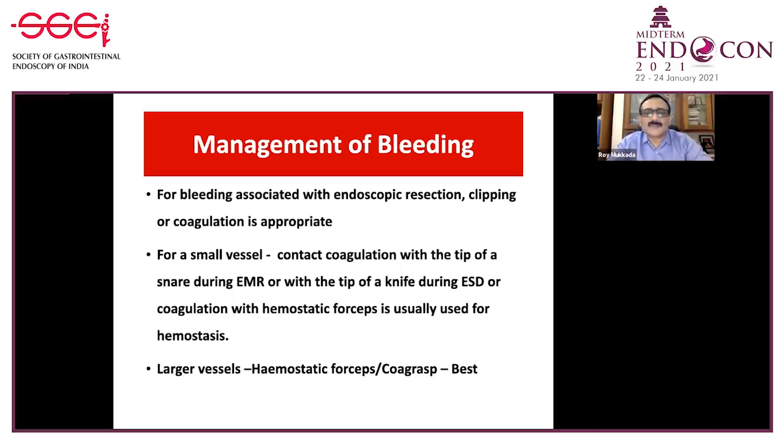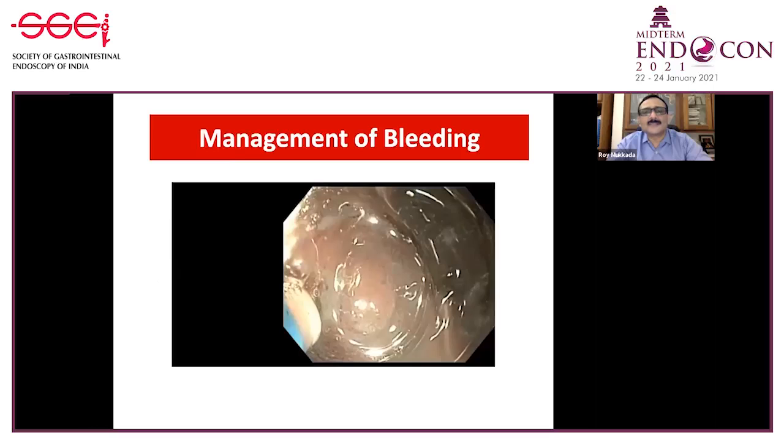For a small vessel, as I've already told, contact coagulation with the tip of the snare using EMR, or with the tip of the knife using ESD, or coagulation with hemostatic forceps is usually used for hemostasis. For larger vessels, hemostatic forceps or coag forceps is the best.